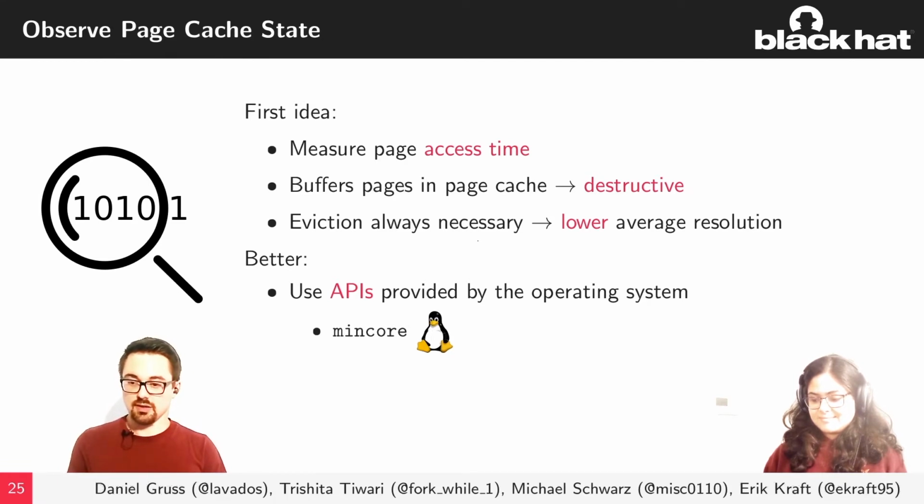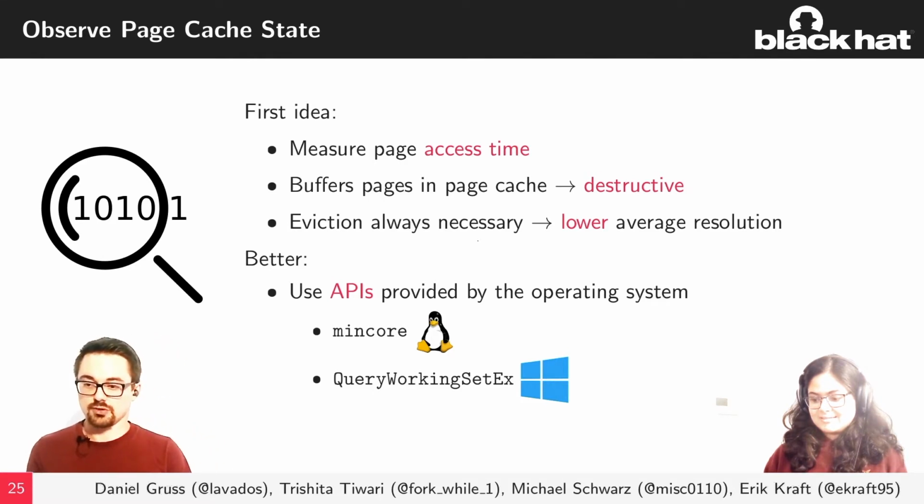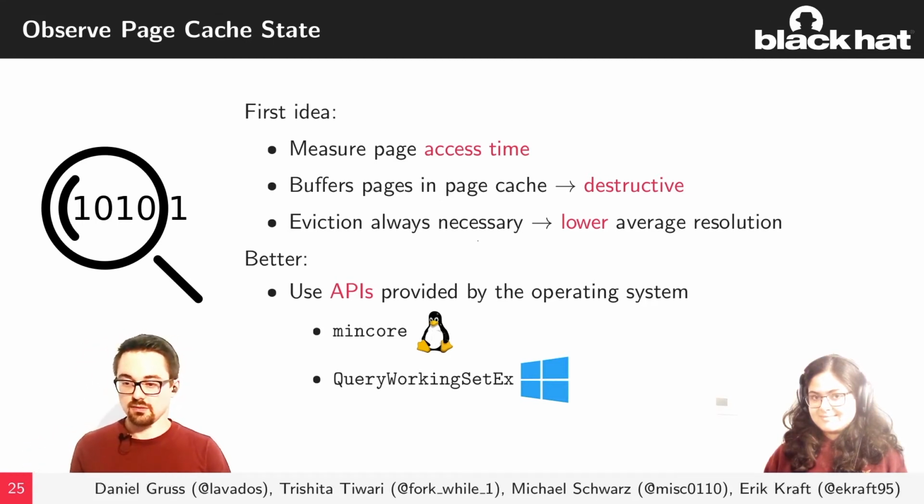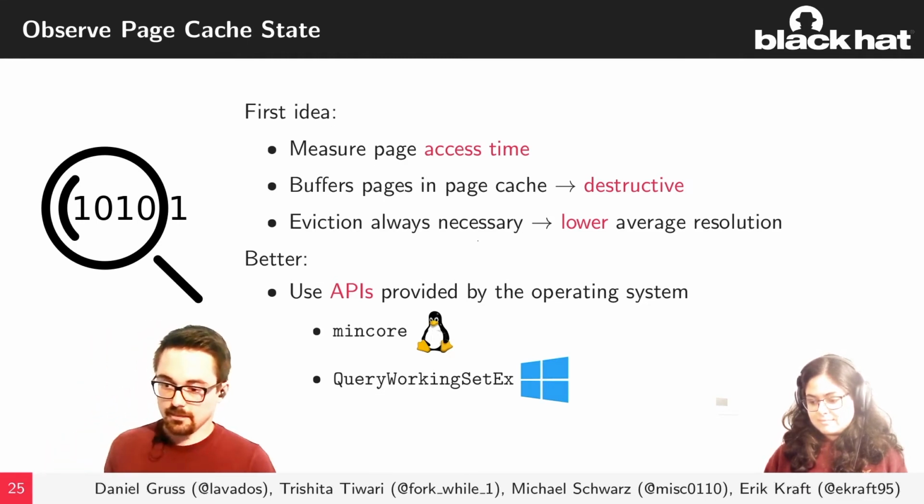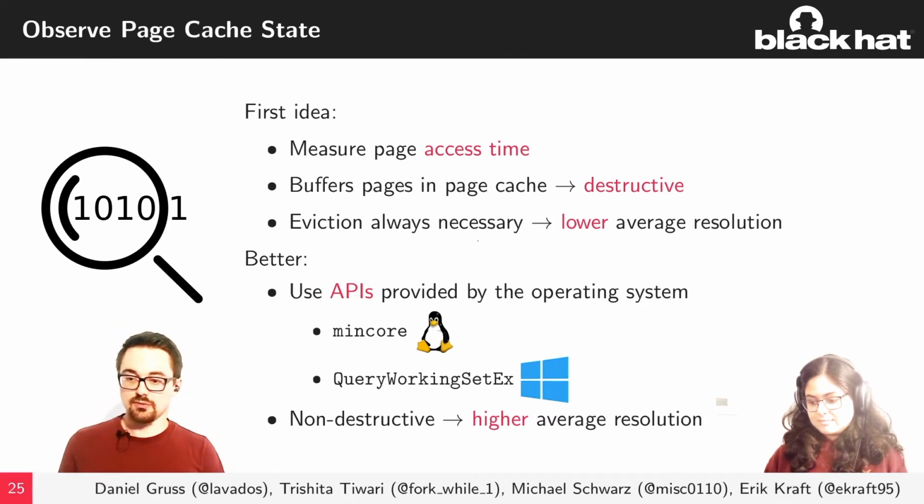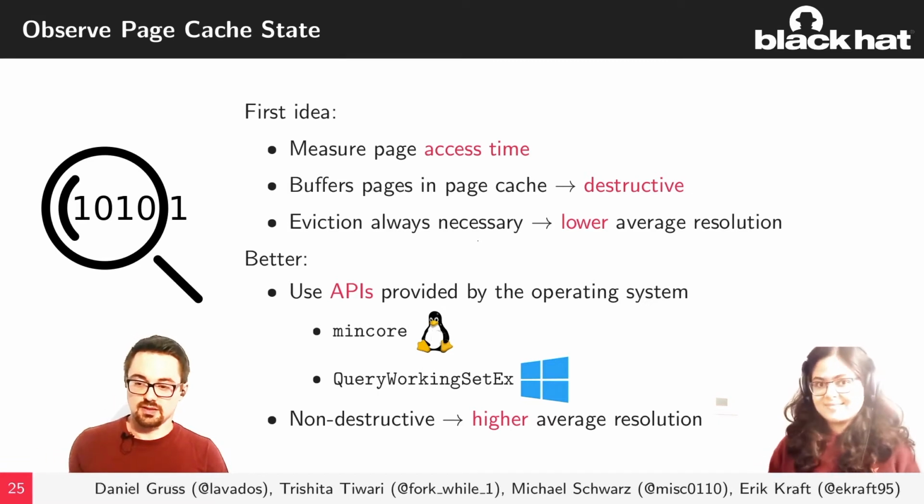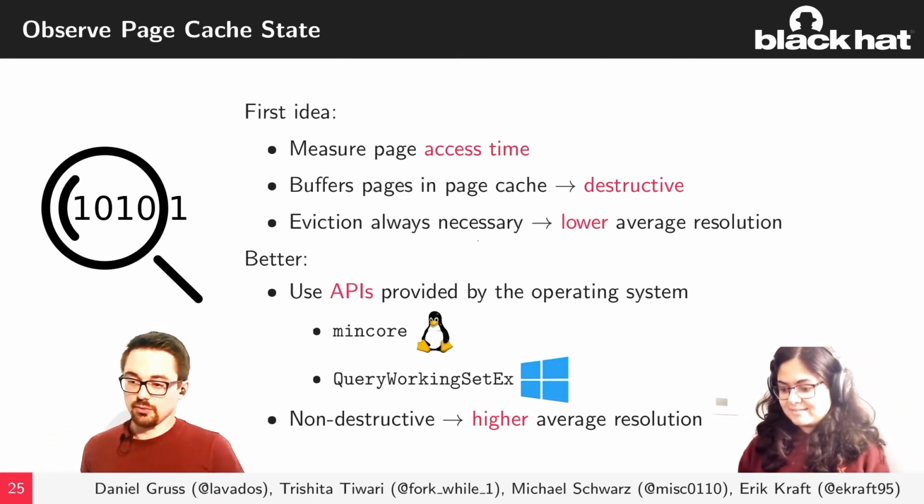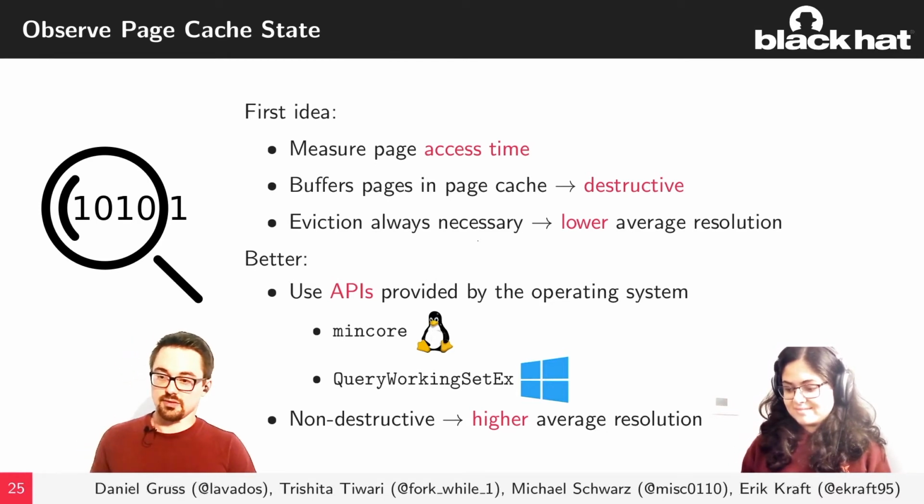On Windows, there is a similar API called QueryWorkingSetEx, and it also tells you, for a virtual page range, information about these pages. So if it's in the working set, how many processes use it, and so on. With this information, you can also deduce if it's used by multiple working sets or if it's in some working set. These things are non-destructive, so they don't buffer it, and therefore we get a higher average resolution, because in case a victim didn't access the page, we don't have to evict it again. And then we go to the next big building block, the eviction.